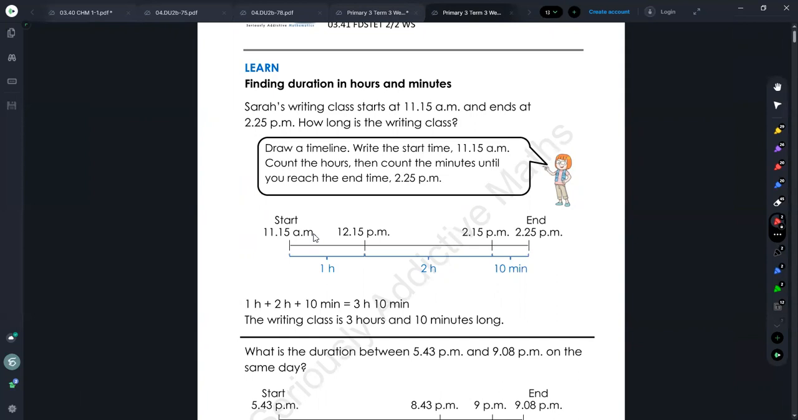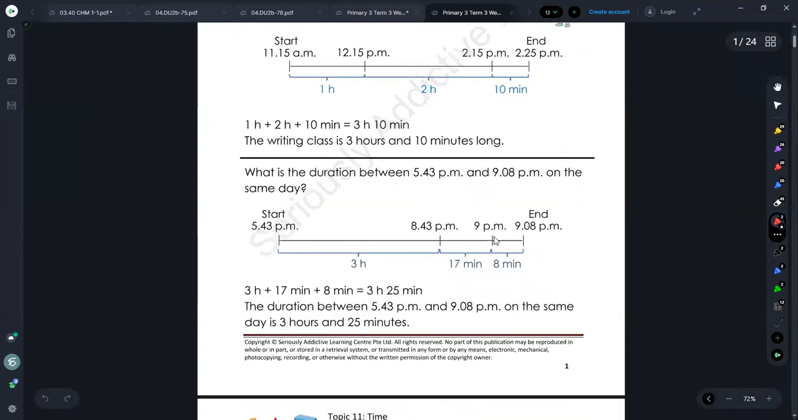to 12:15 p.m. is 1 hour, and then 12:15 p.m. to 2:15 p.m. is 2 hours. And then the remaining part, 2:15 to 2:25, minus 15, is 10 minutes. So there is no single way of doing it. It's whatever the student is able to grasp best.